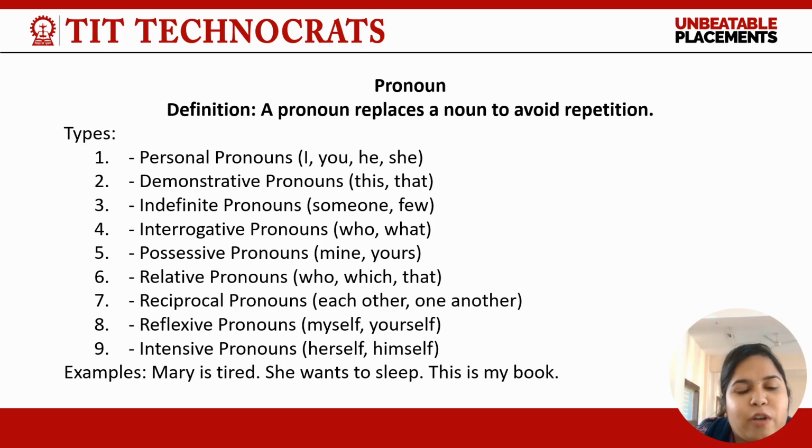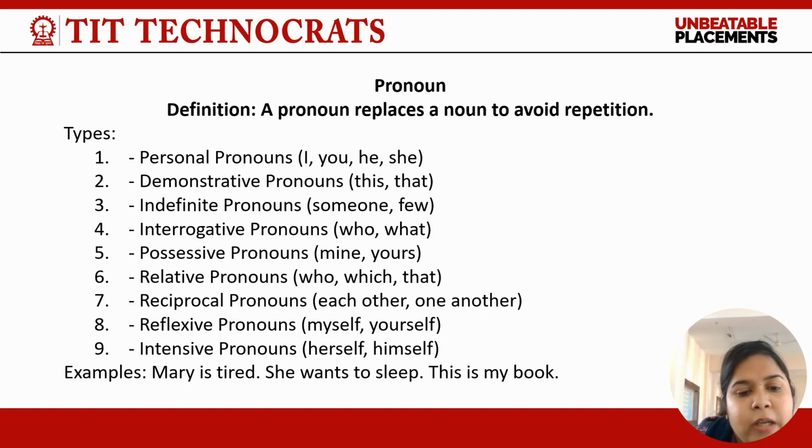Let's start with the first one. Personal pronoun. Yes, how is it personal? Because it is used for I, you, he or she. Second type of pronoun is demonstrative pronoun. It is used for this or that, stating anything or sharing, this is mine, that is mine, that demonstrates something. So it is all considered as demonstrative pronouns. Third type is indefinite pronoun.